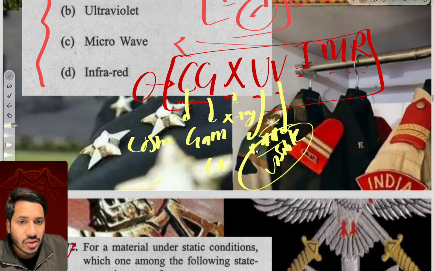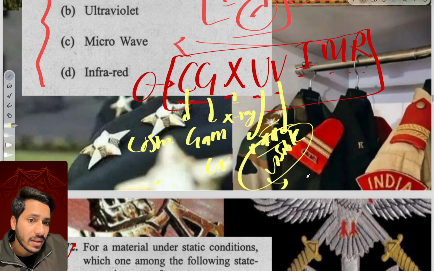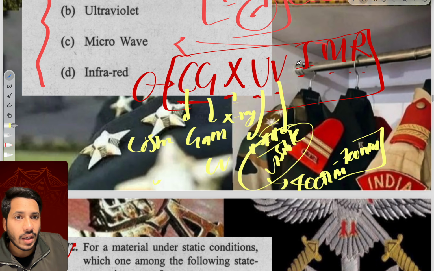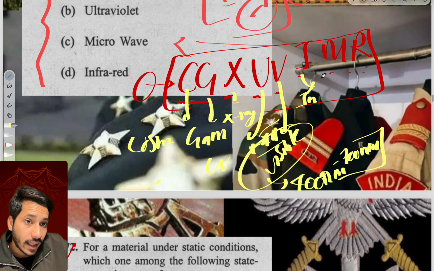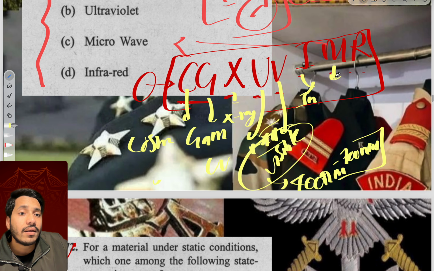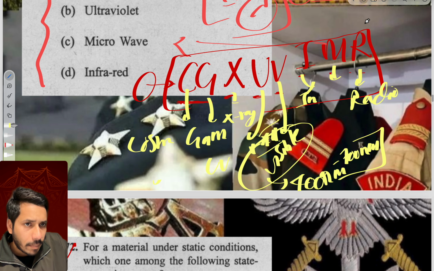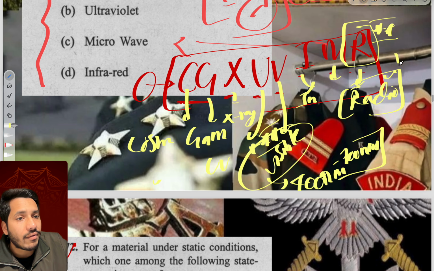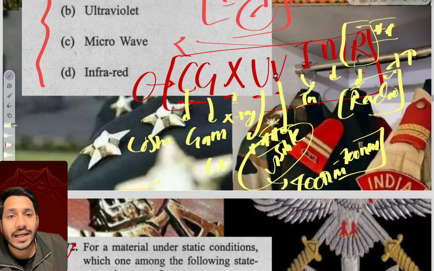This particular question has been asked several times. We must remember its wavelength, which is 400 nanometers to 700 nanometers, the wavelength visible to us. Afterwards we have infrared radiation, then microwave radiation, and the last one is radio waves. By this time you must know that the longest wavelength of electromagnetic radiation is the radio wave. Radio wave has the highest wavelength among all electromagnetic radiation.